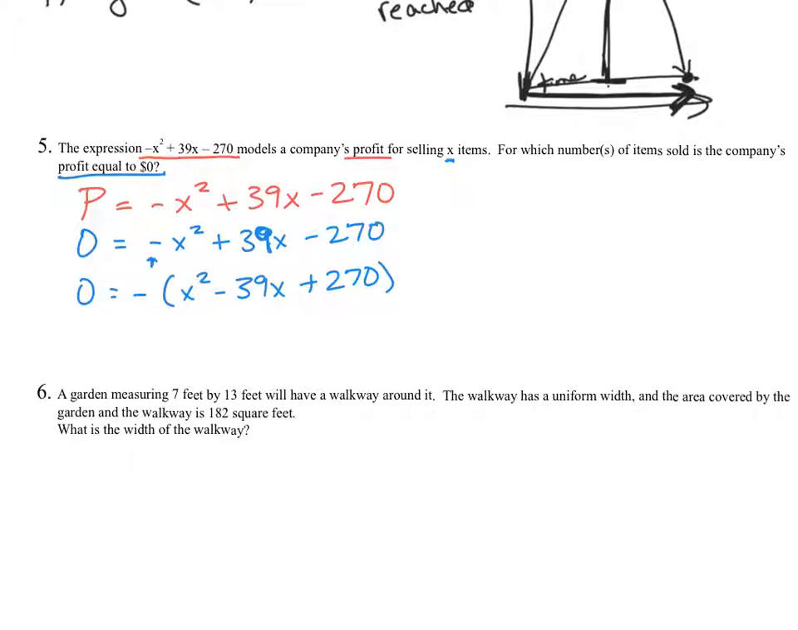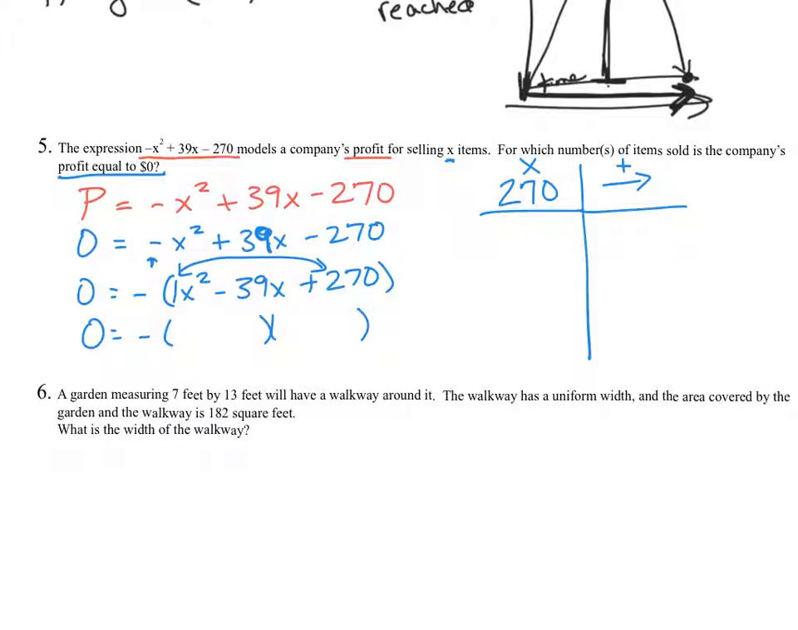Okay, so when we factor, we're trying to get our groups, because we're going to do rainbow. So what can we multiply? 1 times 270 is 270. What can we multiply to get 270? And then what can we add to get negative 39? And we can list all of our factors.